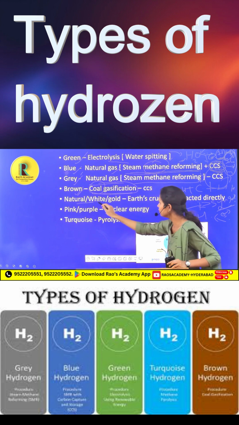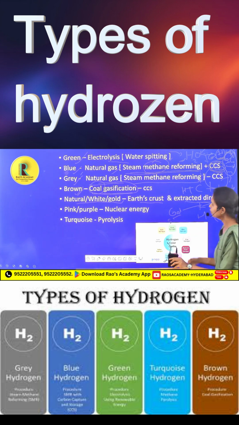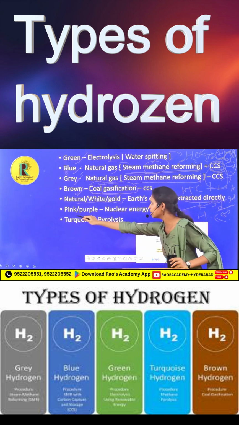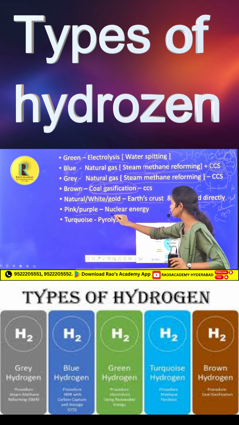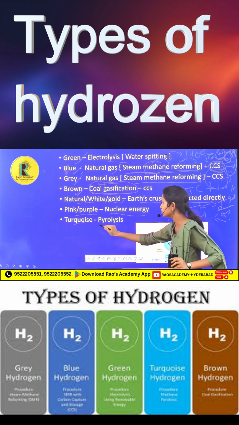Whereas natural white or gold hydrogen is nothing but the hydrogen which is found in the earth's crust and extracted directly from the earth itself. Whereas pink or purple hydrogen is produced by using nuclear energy.